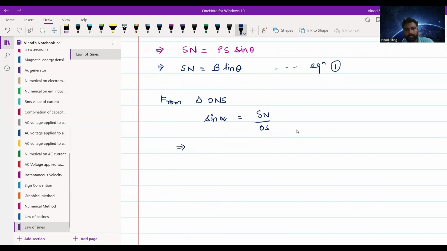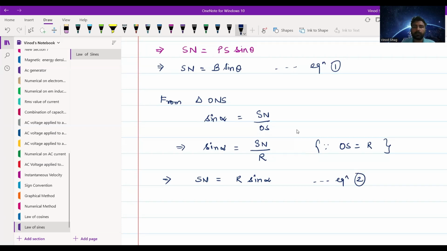And from the diagram, we can say that it will equal Sn upon R, since OS equals R, the resultant of the vectors A and B. So finally, we will get that Sn equals R sine alpha. And we will name this equation 2, after equation 1.